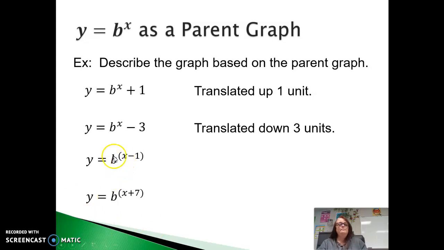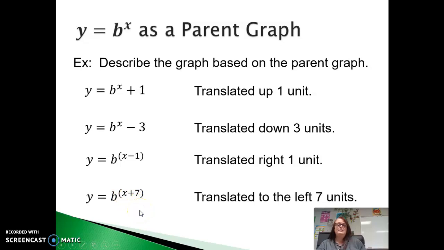The next one, this -1 is inside the parentheses, and so that means there's work to be done. So if I set x minus 1 equal to 0, we would get x is +1, which means we would translate to the right 1 unit. And for the next one, if we set x plus 7 equal to 0, we would get x is -7. So that means that we would translate to the left 7 units.